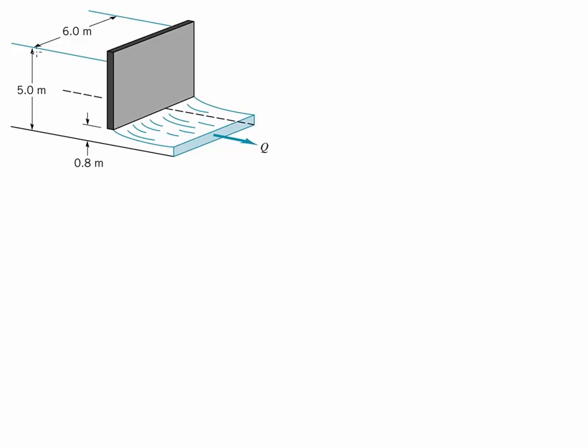We know that the elevation of the reservoir is equal to 5 meters. That is labeled as Z1. The width is going to be 6 meters. That's written as B. And the height of the exit is equal to A.